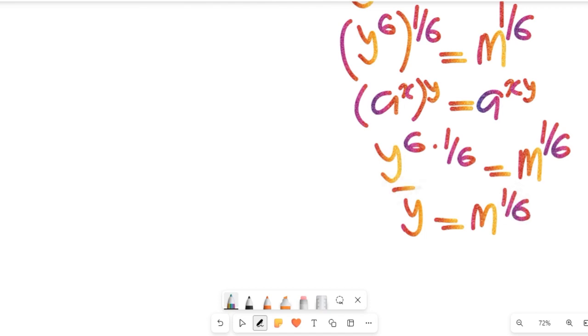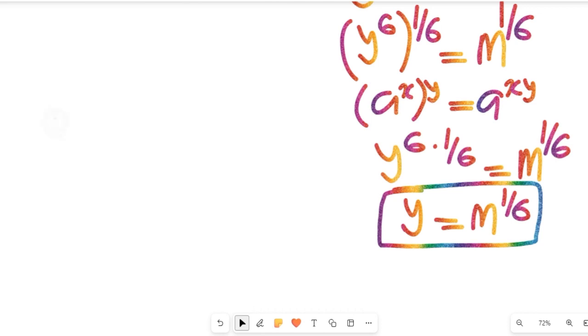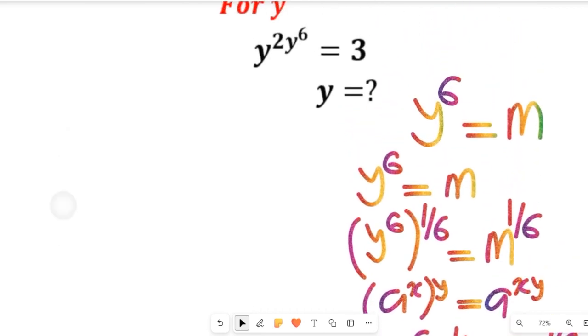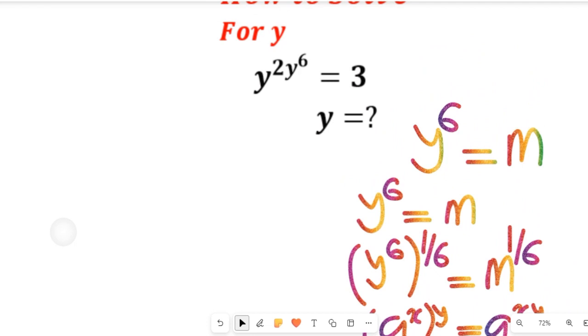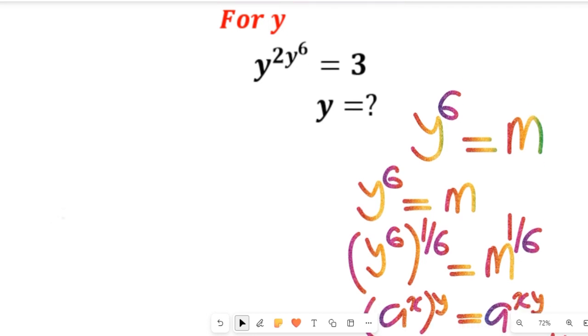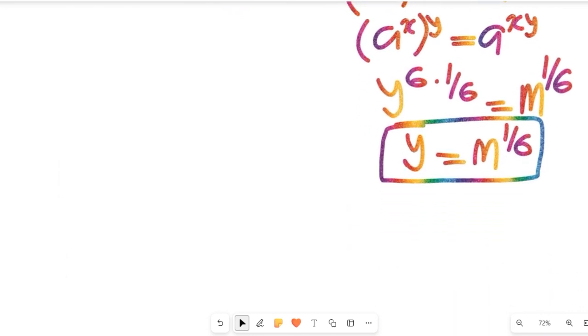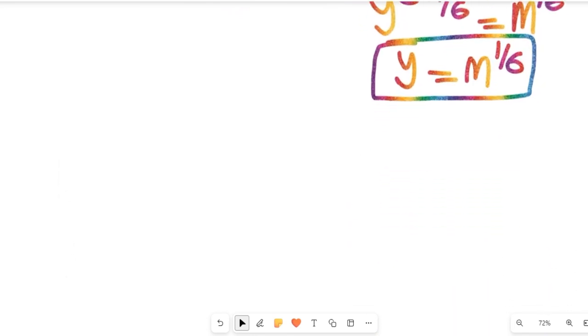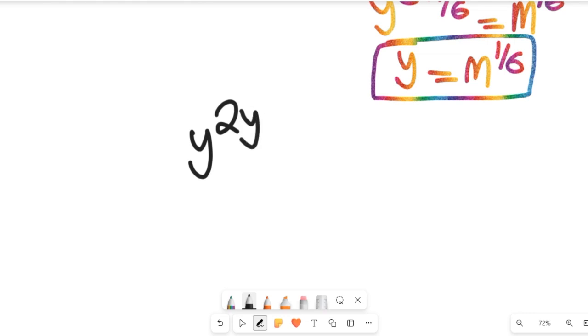So what does this tell us? Wherever you see y, y can be equal to m to the power of 1 divided by 6. Now let's go back to that equation. If we get back to the root of that equation, you come to see that we have y to the power of 2y, all raised to the power of 6, and is equal to 3. Now, let's bring down that equation, and we'll have to note that our y is equal to m to the power of 1 divided by 6. So we have y to the power of 2y all to the power of 6 to be equal to 3.